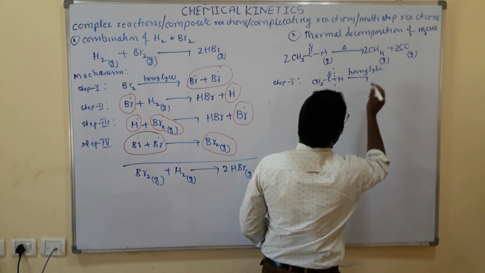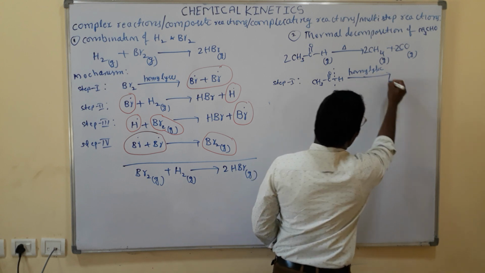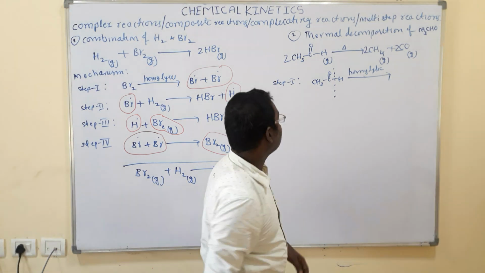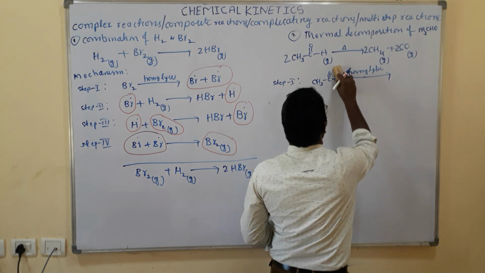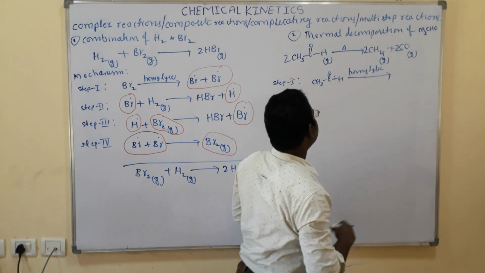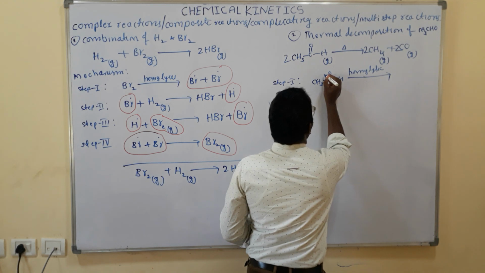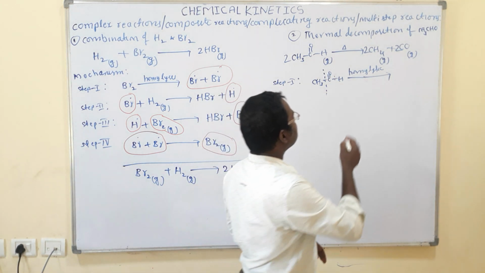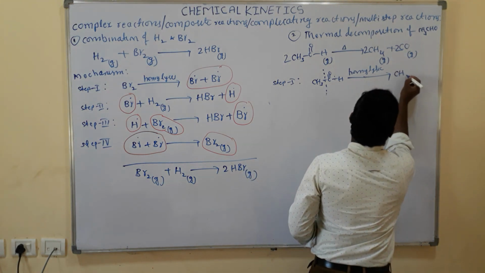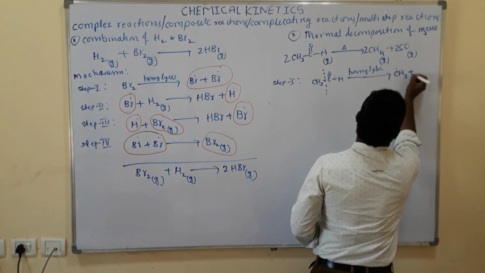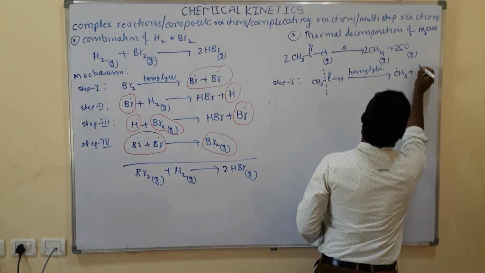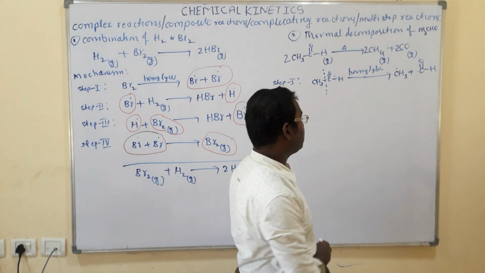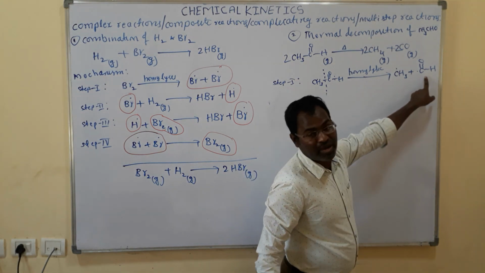Homolytic cleavage. So instead of cleaving the CH bond, first the CC bond will be cleaved. So there we can get the methyl radical plus we can get the formyl radical. Okay, methyl radical and formyl radical.